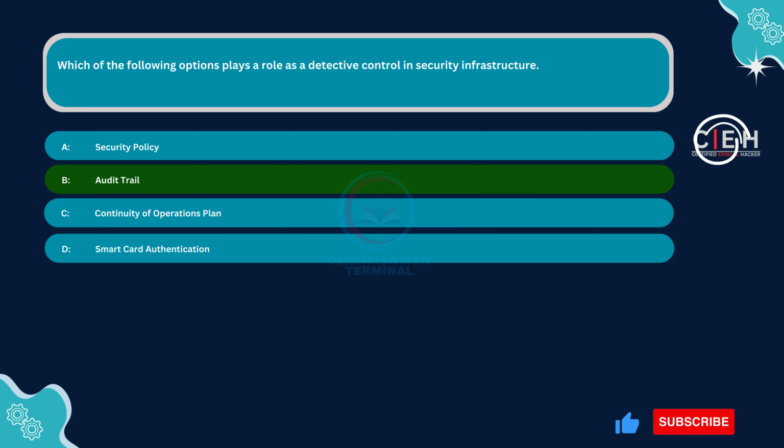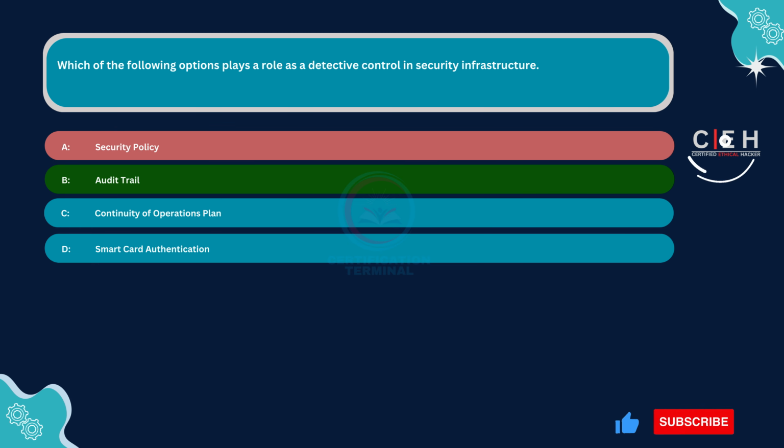An audit trail is a record of system activity that enables the reconstruction and examination of events to determine what happened, who performed actions, and when they occurred. Audit trails are a key component of detective controls because they allow organizations to review and analyze system activity for signs of unauthorized access, malicious activity, or policy violations. By maintaining comprehensive audit trails, organizations can detect security incidents and take appropriate action.